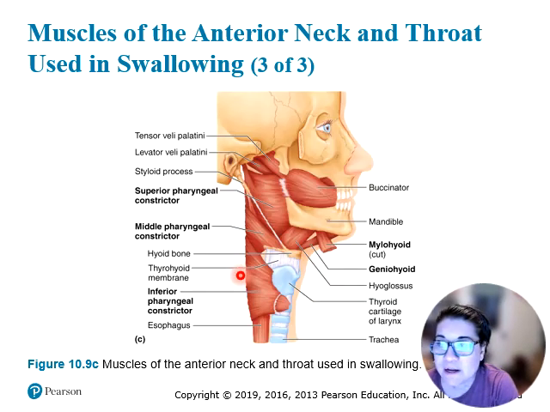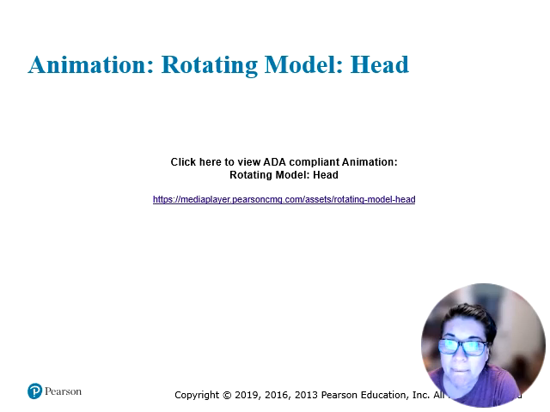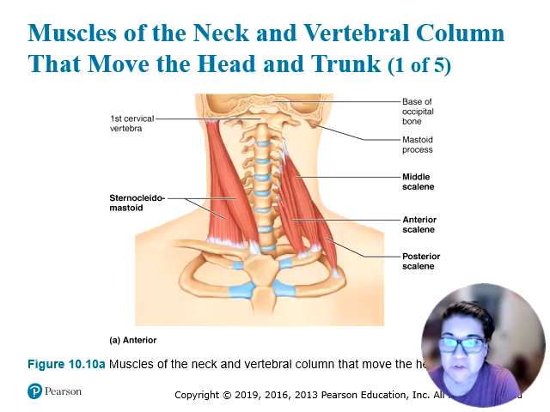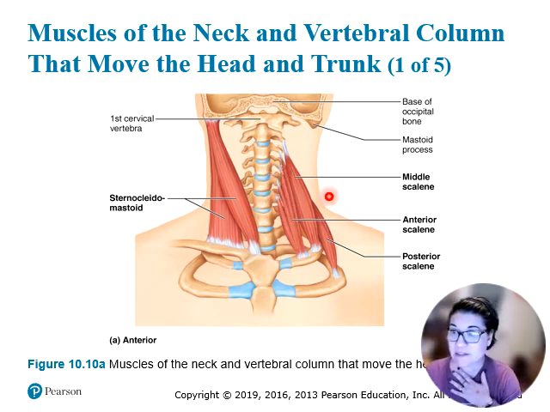And there it is in real life. Okay, and then here's your buccinator. Here's some of those other muscles from the side view. Okay, now we're looking at head movements and trunk extension. So you have anterolateral muscles that move the head, and then you have some muscles in the back that help you keep sitting up straight and maintaining posture. So here they are, sternocleidomastoid, and then you have all of these that are going to keep your head upright. Look at all that anchoring your head and your neck so that you're able to sit up straight.